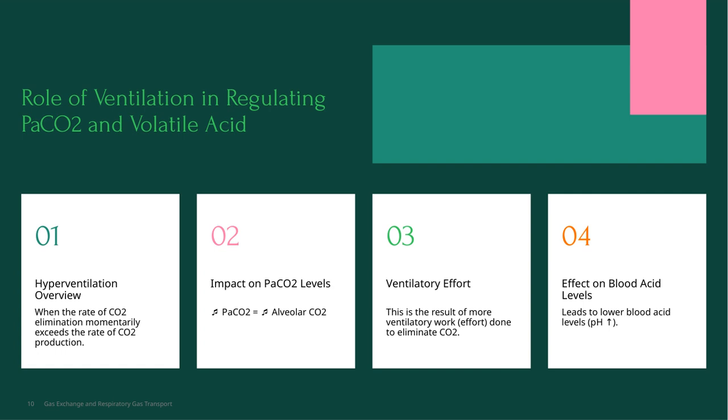As a result of this enhanced ventilatory effort and the reduction in PaCO2, blood acid levels decrease. This causes the blood pH to rise, leading to a state of respiratory alkalosis. So, in summary, hyperventilation causes a decrease in PaCO2, increases ventilatory effort, and raises blood pH by lowering acid levels. Understanding this process helps us see how breathing patterns directly influence our body's acid-base balance.